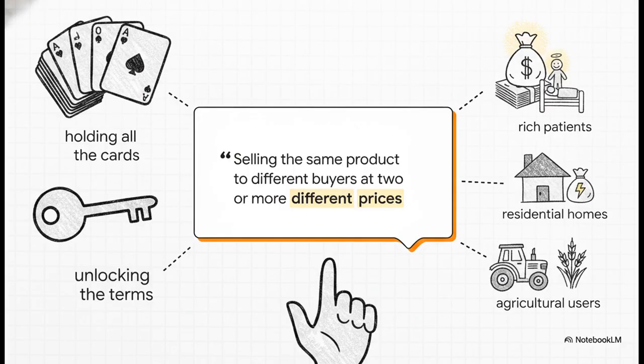And because monopolies hold all the cards, they unlock a pretty unique superpower: price discrimination. They can literally charge different prices to different buyers for the exact same product, completely unrelated to the cost of actually supplying it. They might charge a hospital's rich patients more than the poor patients, or give agricultural users cheaper electricity rates than residential homes. They get to dictate the terms entirely based on who is buying.